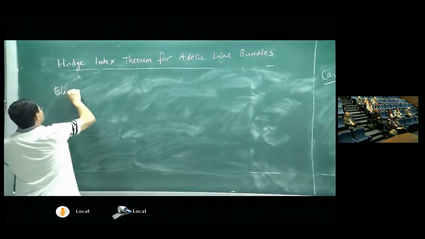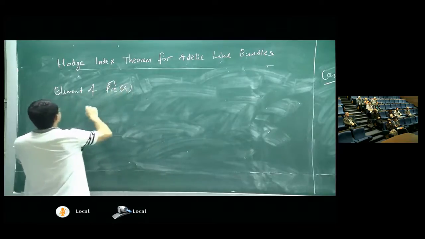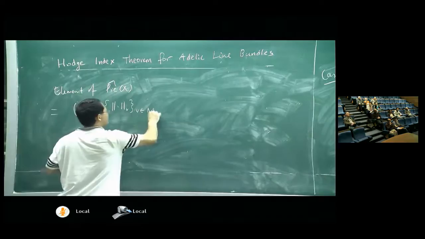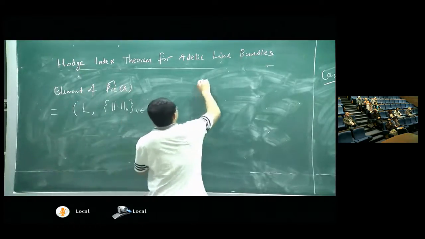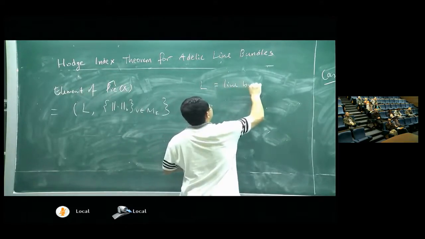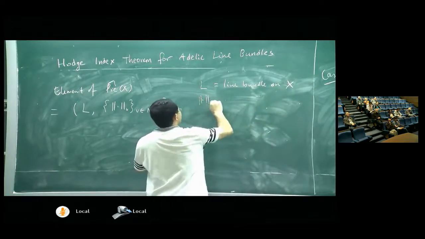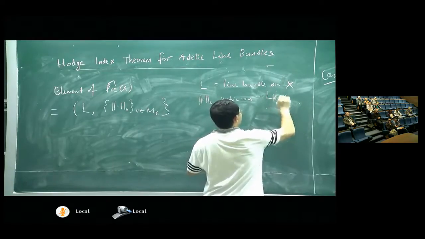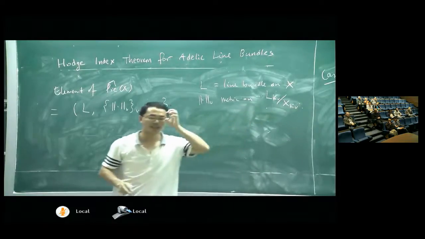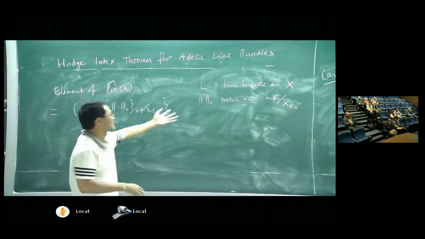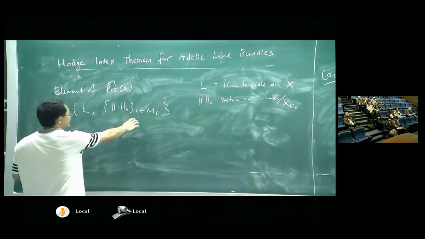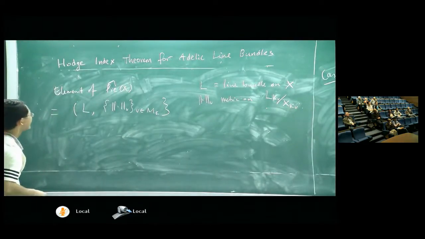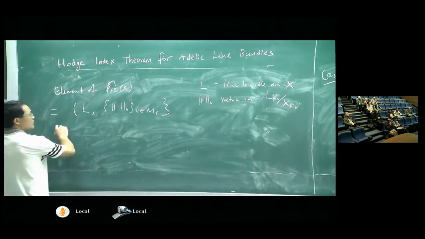So an element here can be viewed as L and then a collection of metrics. This L is a line bundle on X, and then this is a metric on L_K over X_K. So this is the setting we just considered, the DVR case, if v is non-archimedean. If v is archimedean, then this is certainly the complex case. At every place you have a metric, and then you do require some coherence condition and compatibility. So now the main theorem.